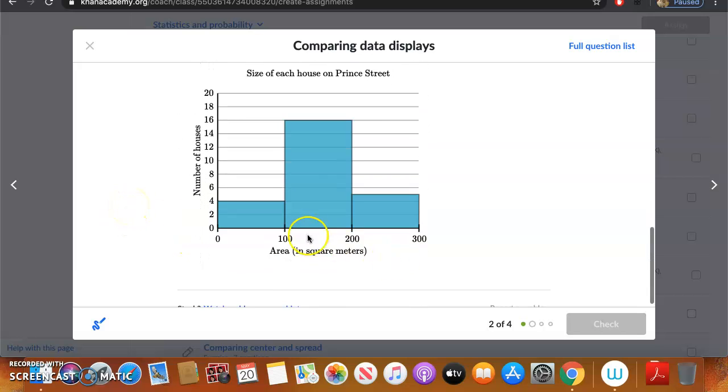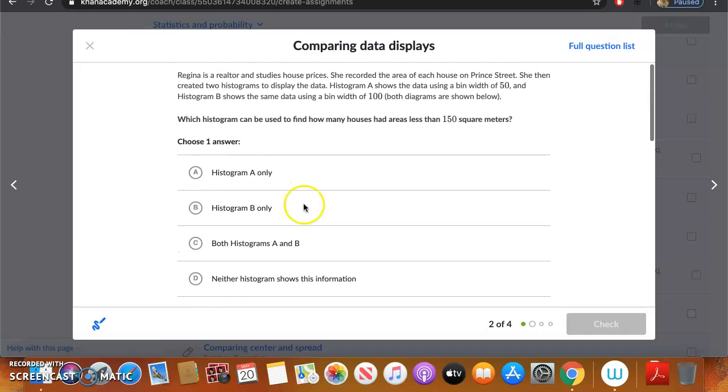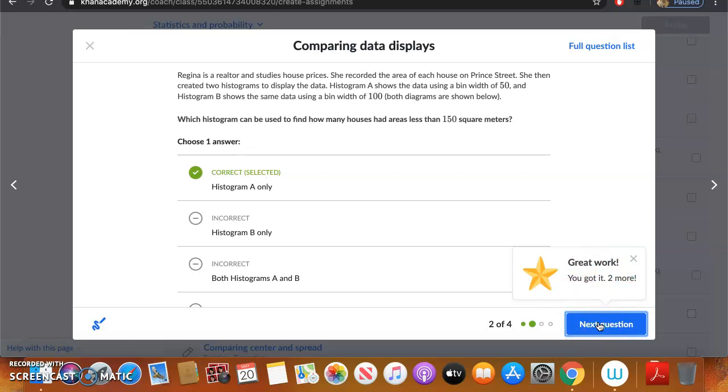Here, 150 is right in here, like we said, correct? So it's right in the middle of a bucket. So we cannot tell exactly how many houses in this bucket are less than 150. So therefore, it is very obvious that histogram A is going to be the superior choice to answer this question of how many houses have an area less than 150 square meters. Okay?